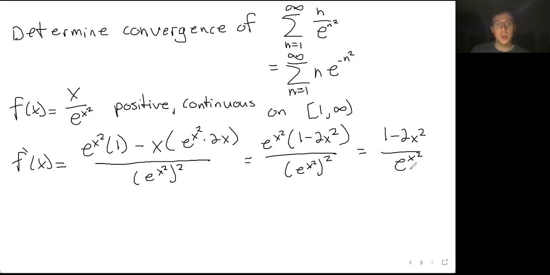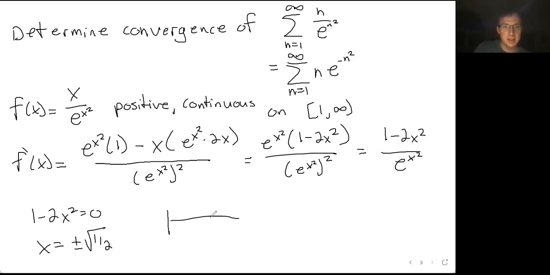So if we want to see where this is negative, well, the bottom is actually always positive. So it really comes down to where's the top positive. Sorry, where is the top positive and where is it negative? So remembering this process, set the top equal to 0, solve this equation, you get plus and minus the square root of 1 over 2.